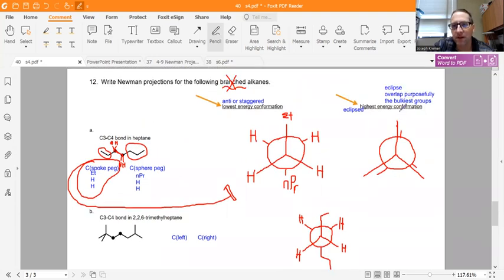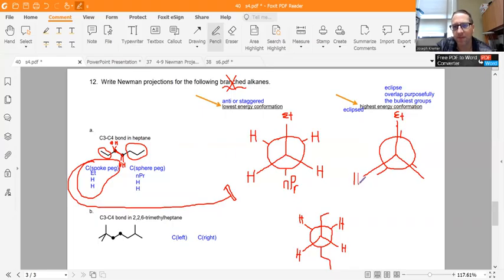So again, pay attention to put the ethyl, because I've had students before, they don't mean to, but they'll put the ethyl and the N-propyl both on the spoke. That's not good. So the ethyl has to be in the spoke, and because the N-propyl is on the other carbon, you have to put that on the sphere.